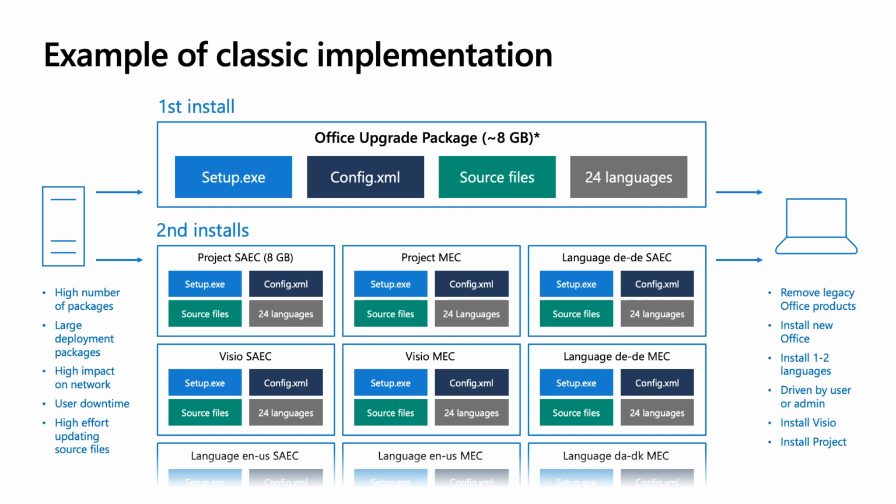And then we only have Office on this box. So for what we call second install scenarios, where you want to add something to an existing Microsoft 365 apps installation, you need additional packages. For example, to install Project.